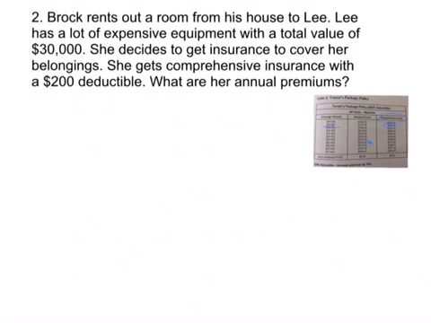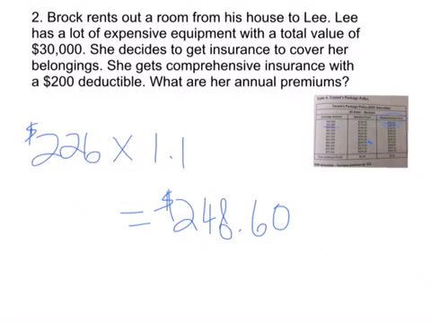Multiply by 1.1, yes. 1.1, right? So 226. If she wanted a $500 deductible, that would be it. You'd be done. That's the answer. But because she wants a $200 deductible, we need to add on 10%. So we go times 1.1. And remember, if you're not comfortable with that, if you want to go times 0.1 and then add it after the fact, that's fine. They're both right. So we get a total value of $248.60, and that is the annual premium with a $200 deductible.